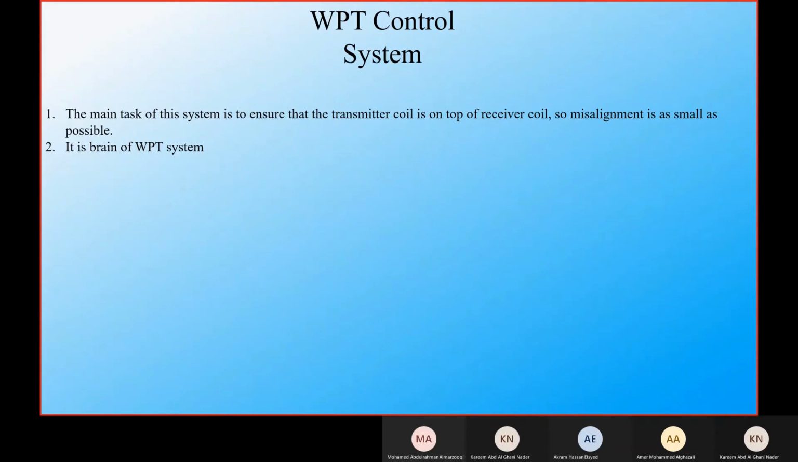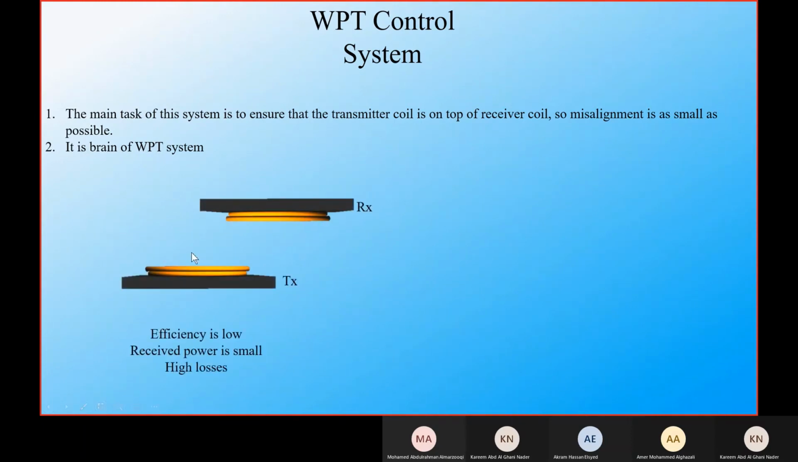We also added a control system for the wireless power transfer system. The main job of this system is to ensure that the transmitter coil is on top of the receiver coil. It's actually like the brain of the wireless power transfer system.